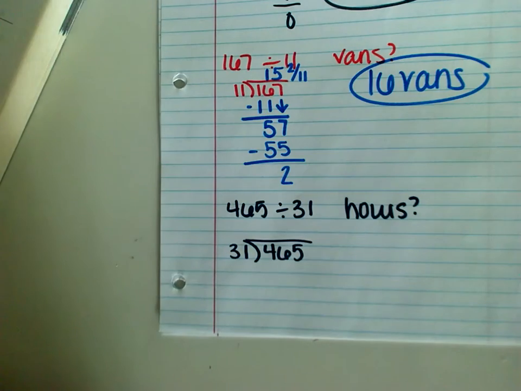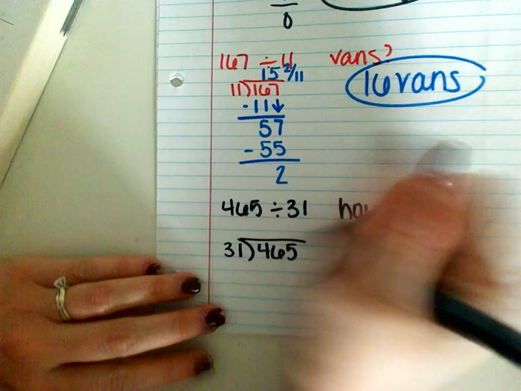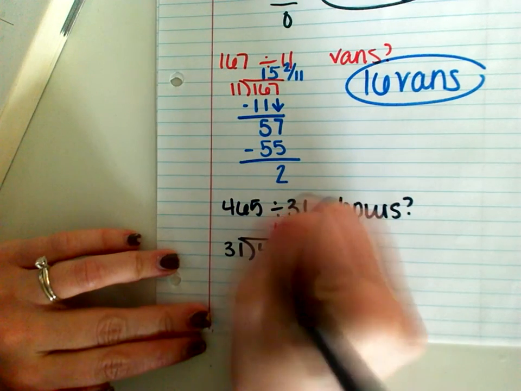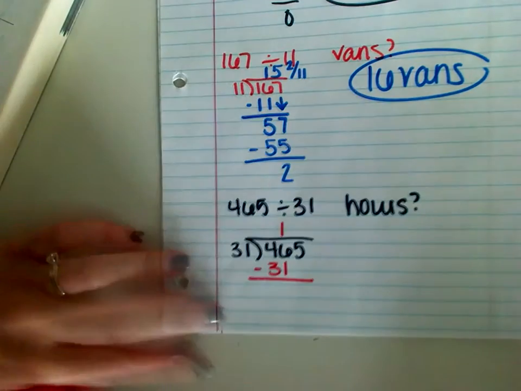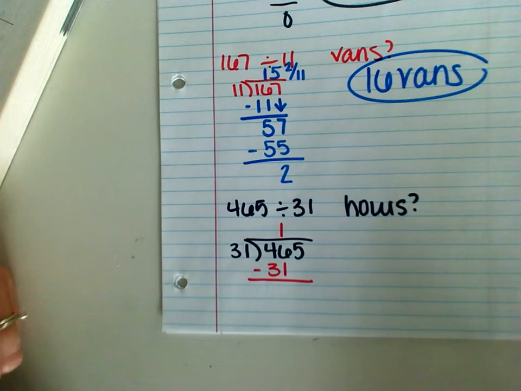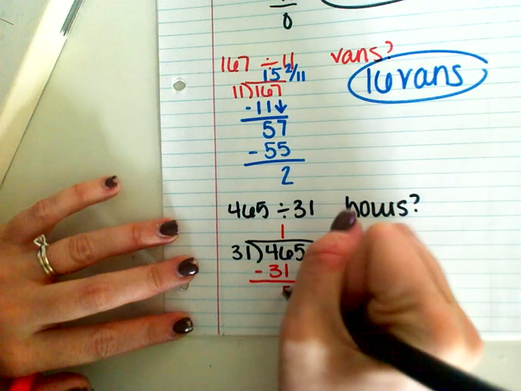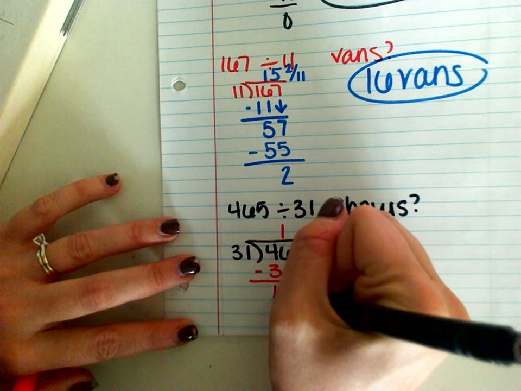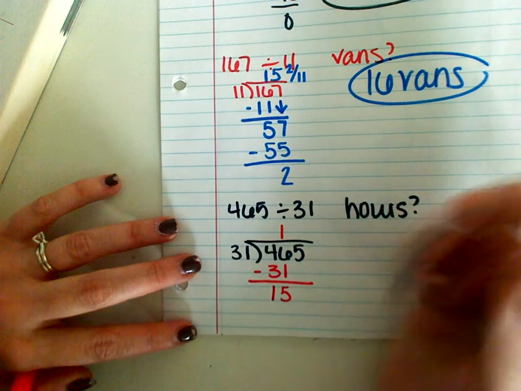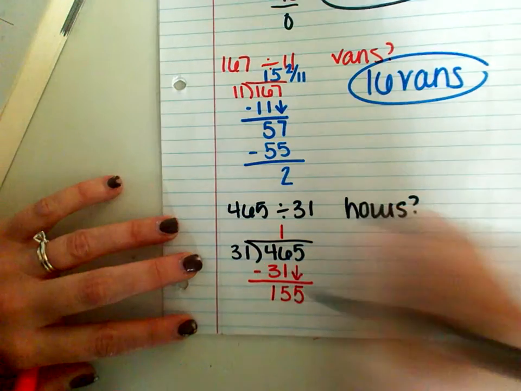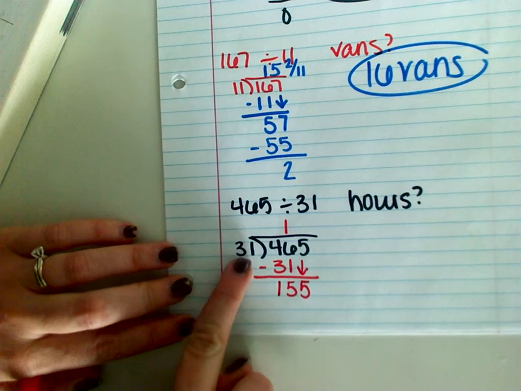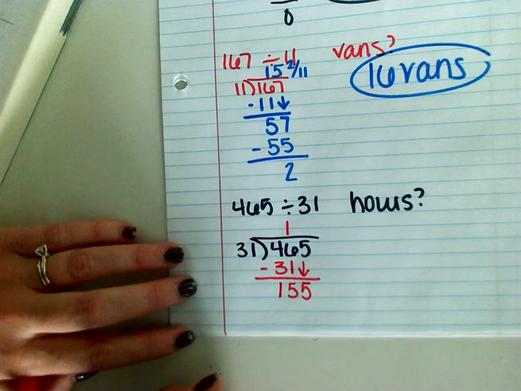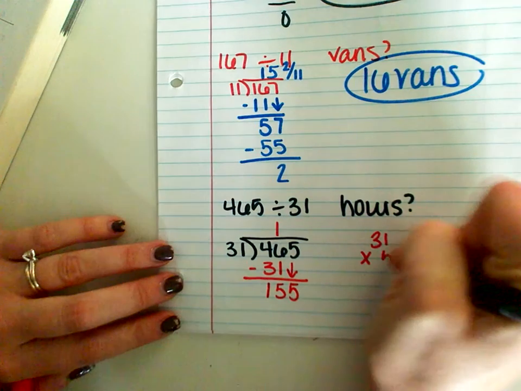31 goes into 46. How many times? Once. 1 times 31 is? 31. Vincent, 46 minus 31 is? 15, right? Okay, next step. Bring down. Okay, think about compatible numbers. I got 3 and 15. What should I try? 5. Good. 31 times 5.